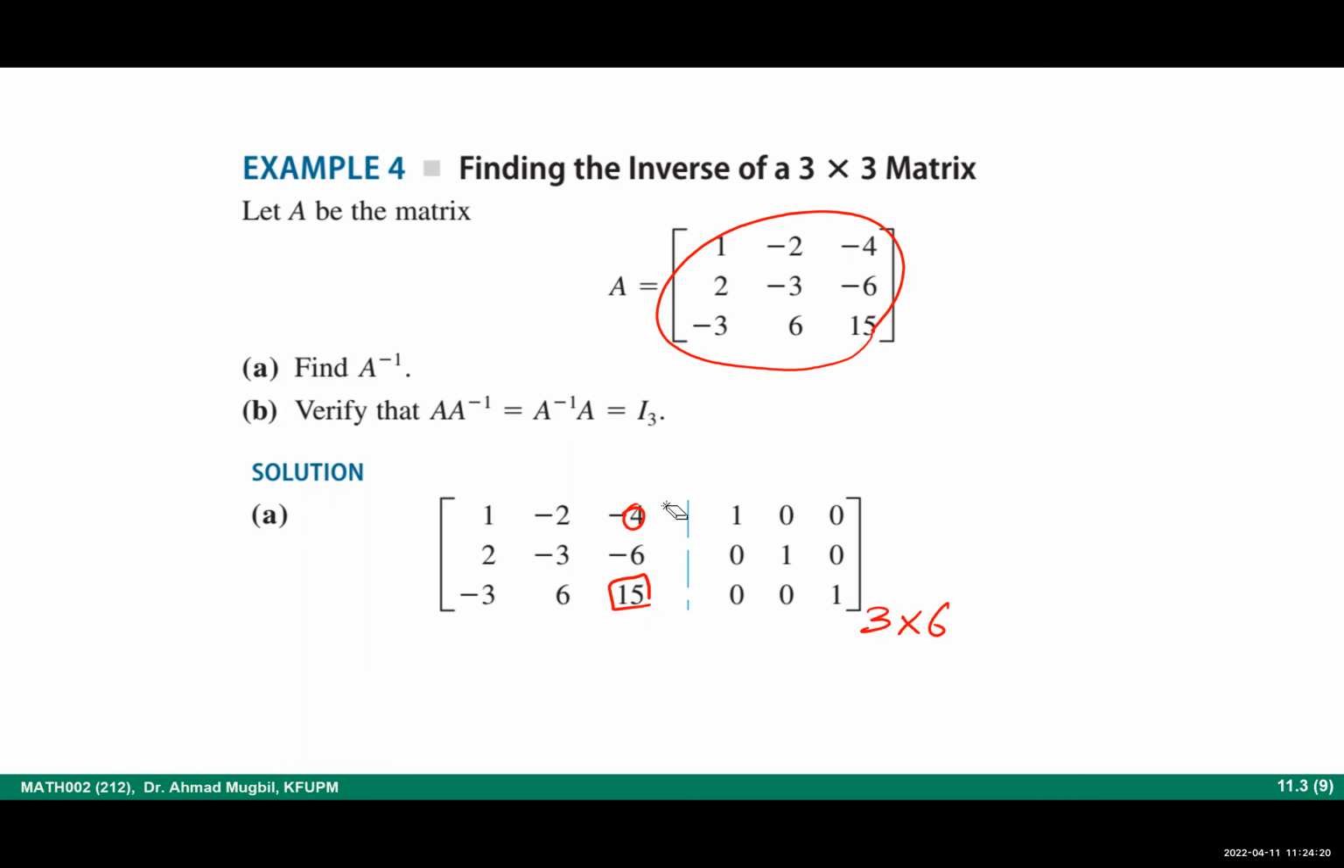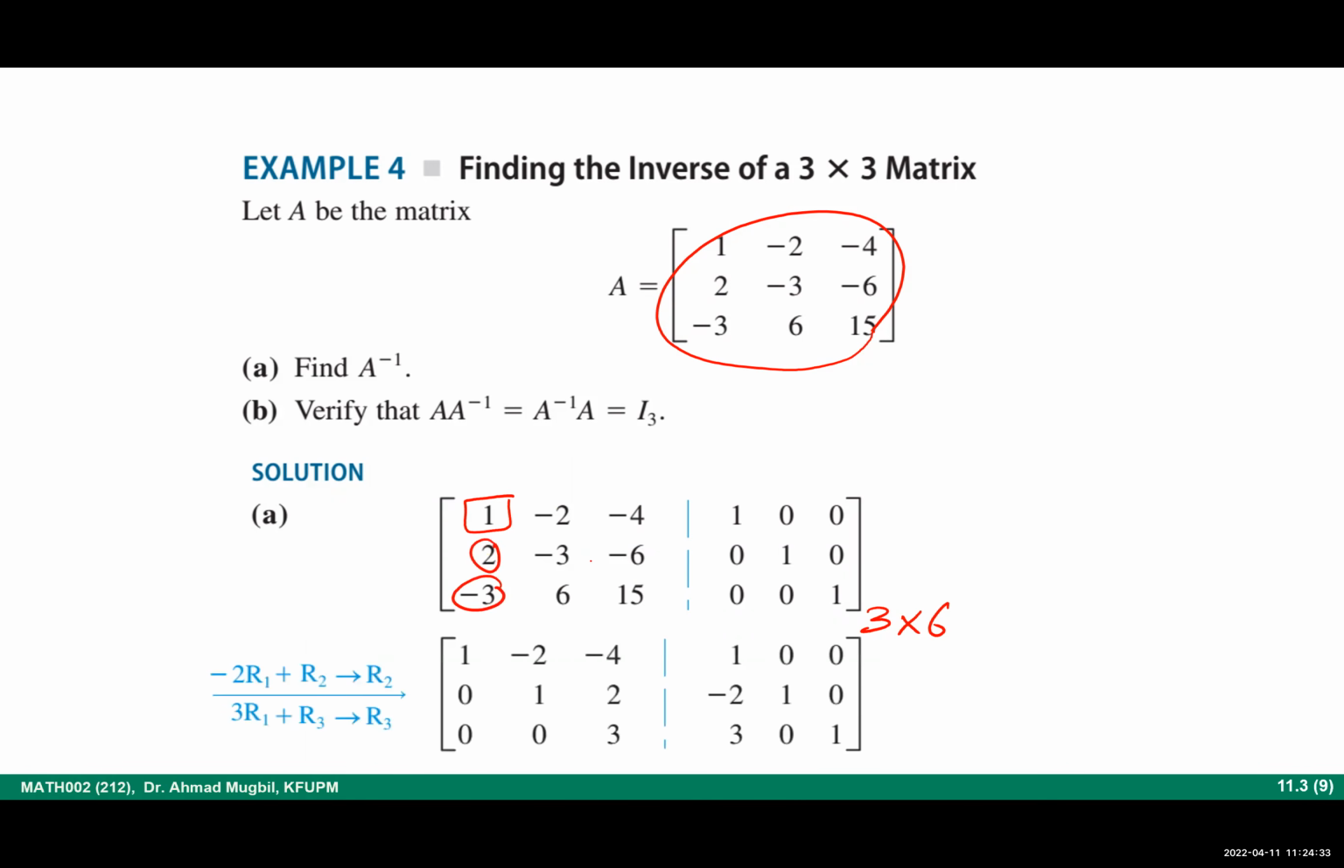So we will just try to find the reduced row echelon form. We are lucky, this is 1. All we need now is to make these zeros. So what we will do, you know what to do. Multiply the first row by -2, then add it to the second row, and multiply it again by 3, then add it to the third row. And this is what we have.